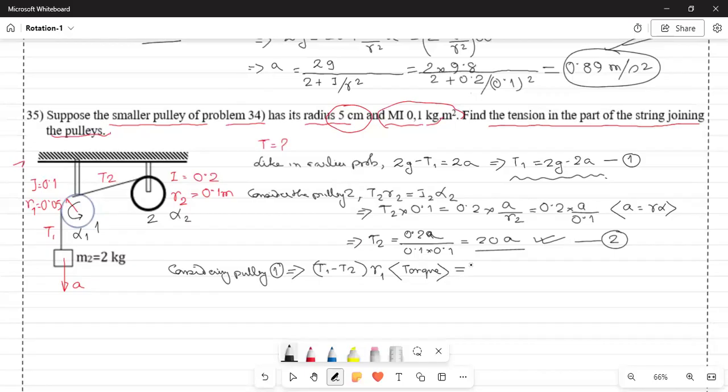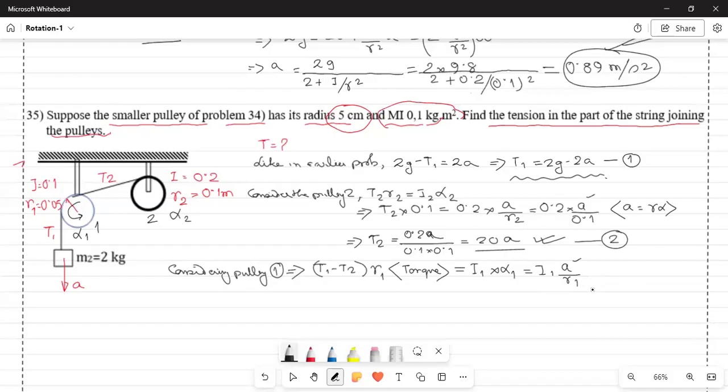This torque has to be equal to I1, the moment of inertia of the first pulley, multiplied by the angular acceleration of the first pulley. This is equal to I1 into A by R1. Mind it, the value of A, or linear acceleration, is the same all throughout. Now, A by R1 is given 0.05. We shall look into it later on.